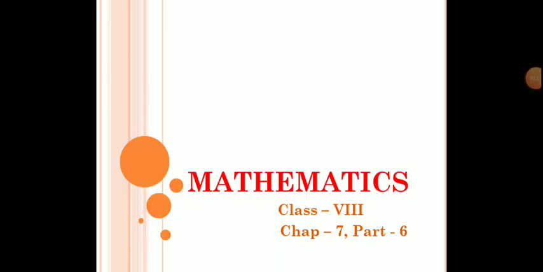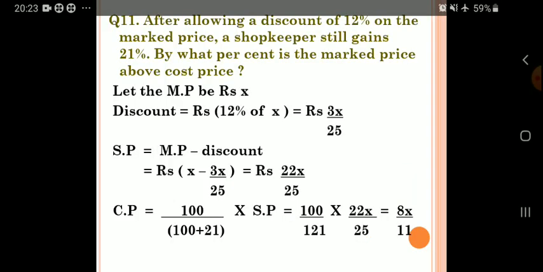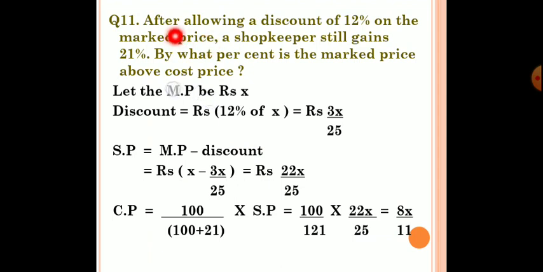This is the sixth part of Chapter 7, that is Profit and Loss, Discount and Tax. And in this part, we are going to continue with exercise 7c. So, starting with question number 11.